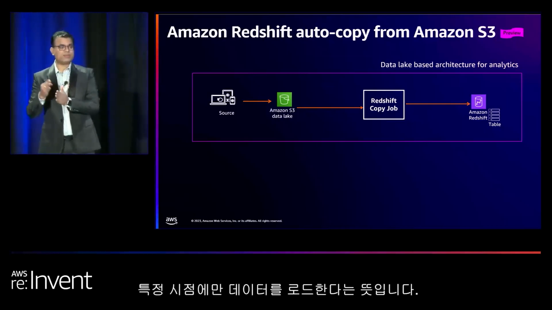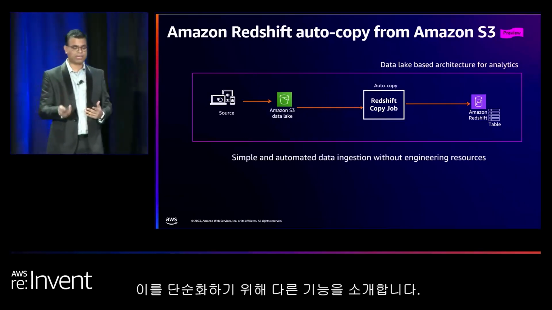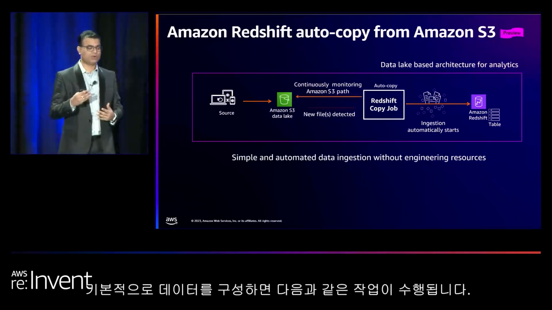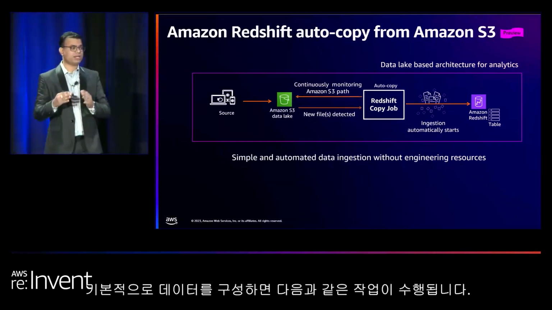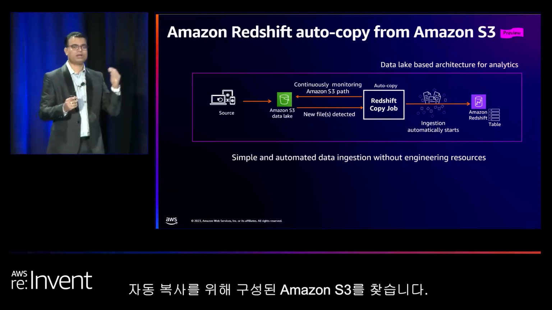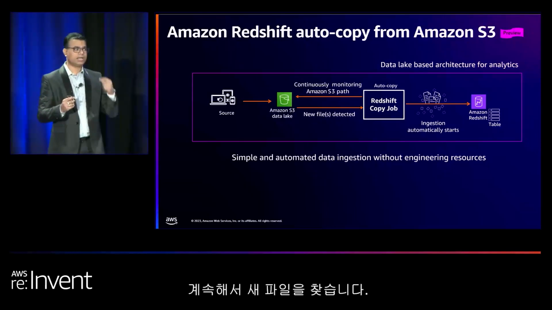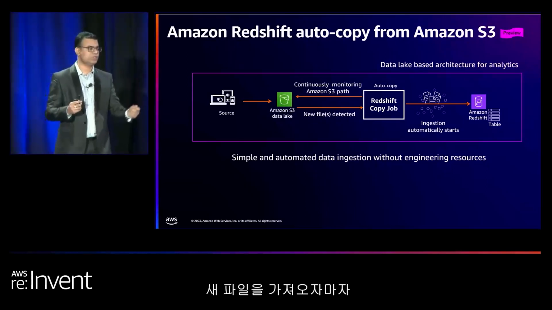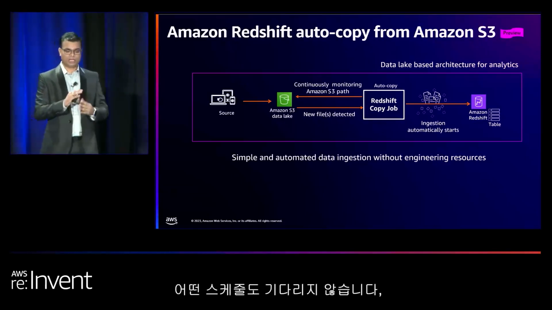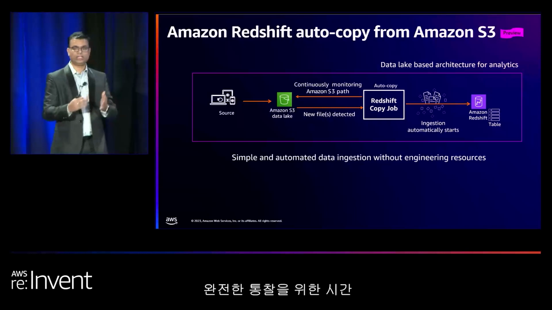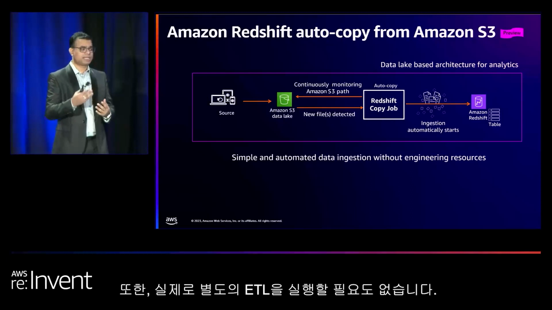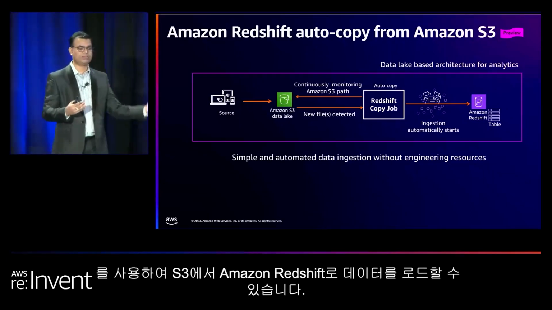So it means only at a certain point will you be loading the data. To simplify this, we introduced another feature called auto copy from Amazon S3. Basically, once you configure your data warehouse for auto copy, it looks for the configured Amazon S3 path. It continuously looks for new files. As soon as it gets a new file, it will trigger the data loading into the Amazon Redshift table. It will not wait for any schedules, so definitely time to insights is going to be reduced. Plus, no need to run a separate ETL just to load the data from S3 to Amazon Redshift.